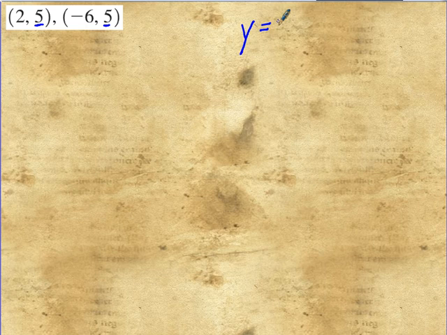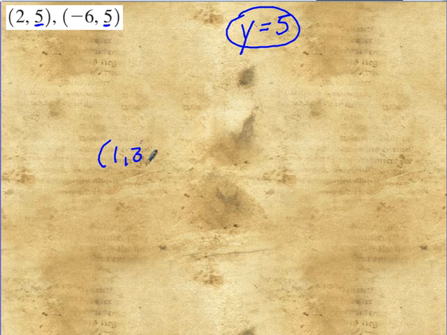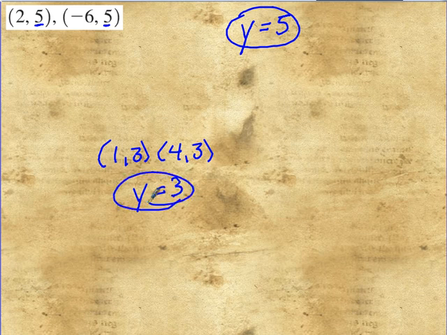Don't spend too much time on these on your homework. Y'all know what that number is on this one? What's y equal? 5. Done. If you need to see another one work, 1, 3, 4, 3. What is y equal? 3. Done. If you have a repeat y or repeat x, you're either going to have a horizontal or a vertical line. Those are really fast problems.